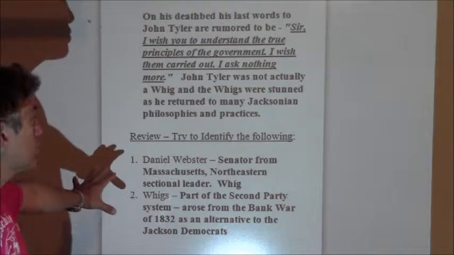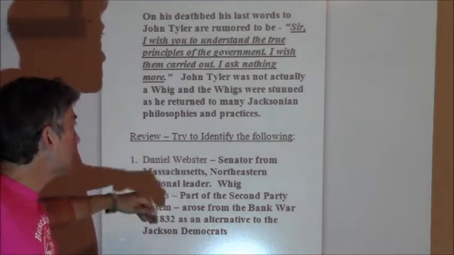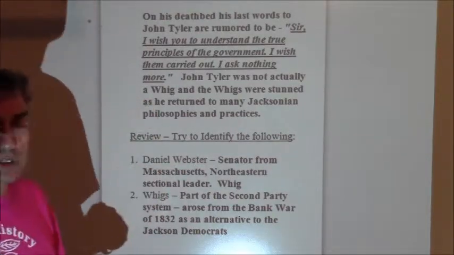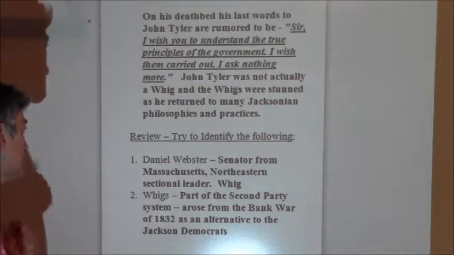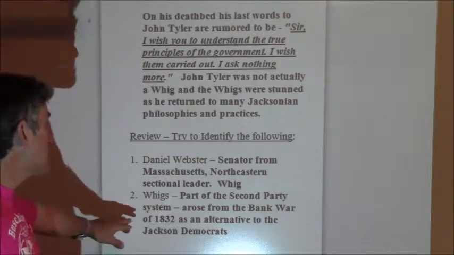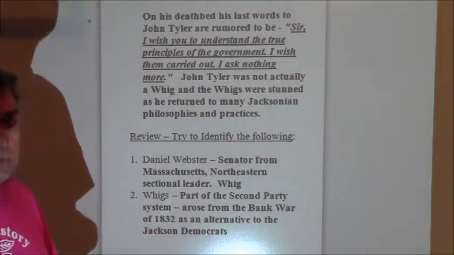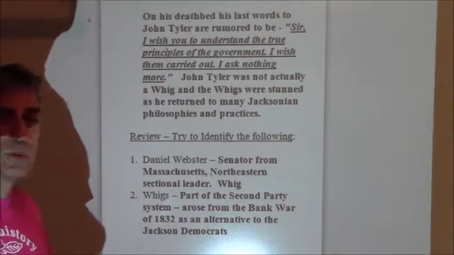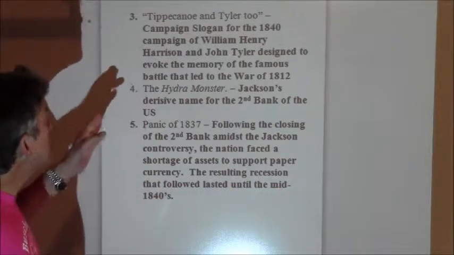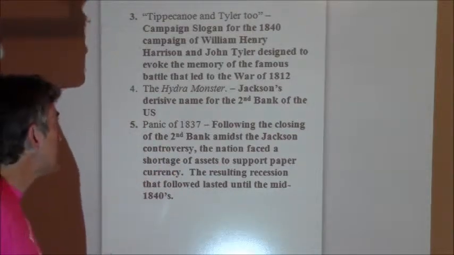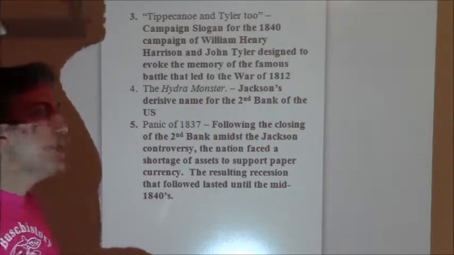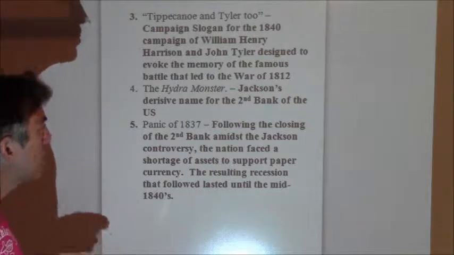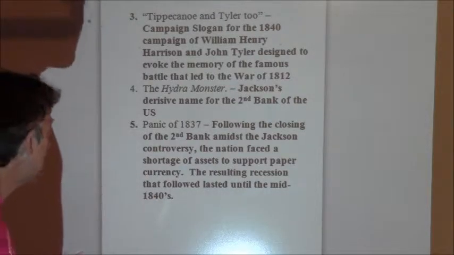These are some terms I think are important we need to know. Daniel Webster, he is the sectional leader from the Northeast, a strong senator from Massachusetts. Whigs, they are the second party system, or part of the second party system that arose as a result of the bank wars and the people who were against Jackson politics. Tippecanoe and Tyler too was simply a campaign slogan for William Henry Harrison that led to him being elected in 1840, and we know that didn't go so well because John Tyler becomes president.